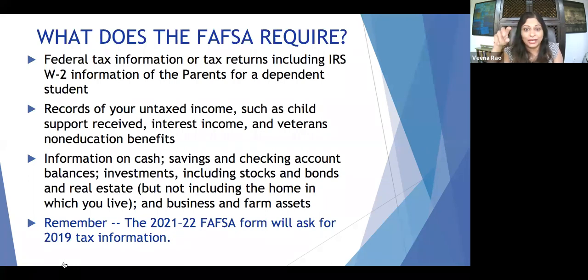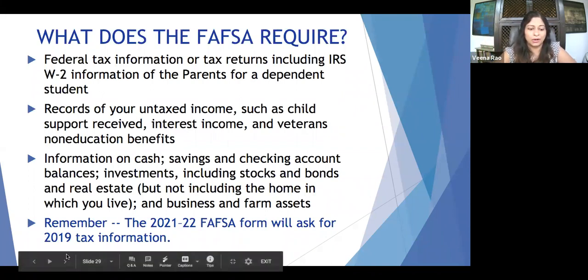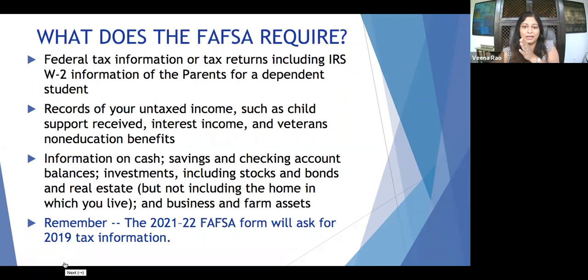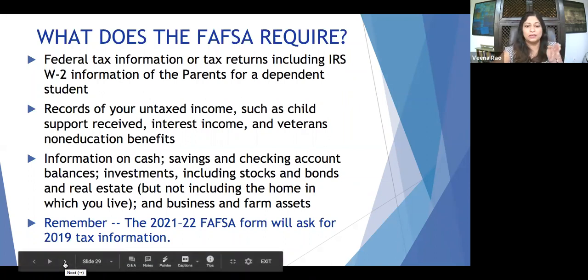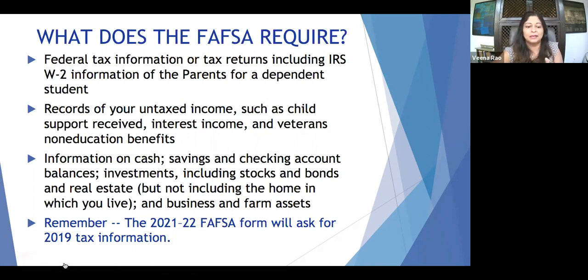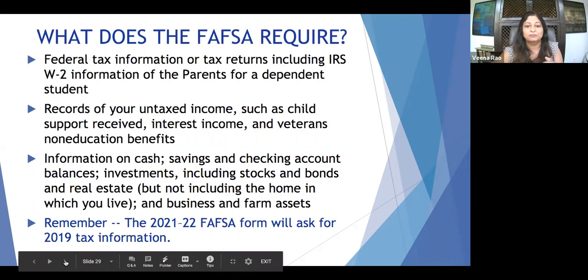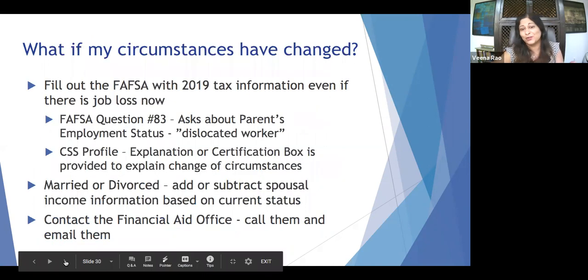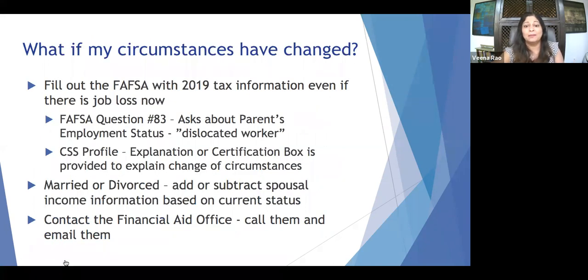But they need to know what is at your disposal, what income and assets you have, so that they can then determine what your aid will be. But again, it's 2019 data. So whatever year you're applying for admission, you're going back 2 years to enter that two-year-back data into the FAFSA itself. So what happens if your circumstances have changed?